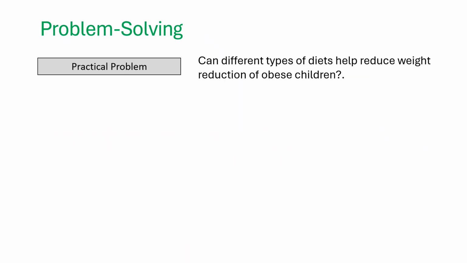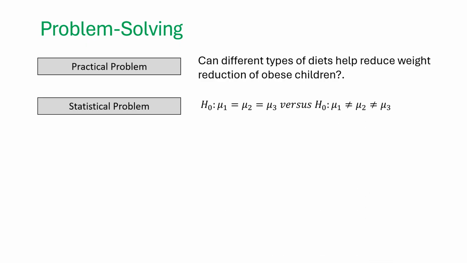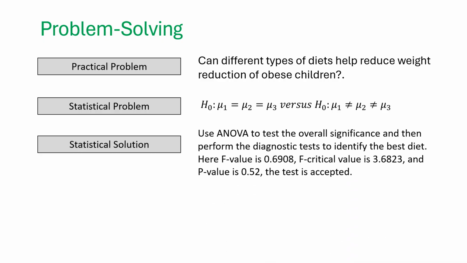So the practical problem here is, can different types of diet help reduce weight of these obese children? And that is converted beautifully to a statistical problem, H0 and H1. Sorry, it should be H1. And the statistical solution has to be possible through one-way analysis of variance. We found the value as the F value because it's a matter of testing overall significance in variances. For the variance test, we generally use the F test.